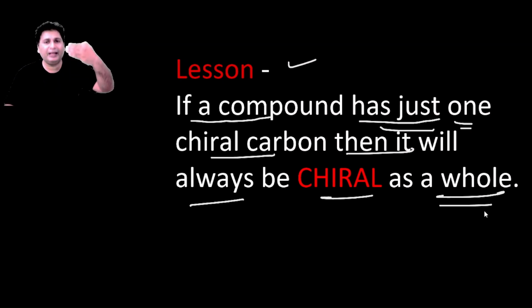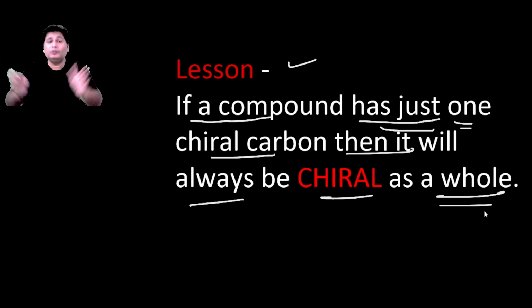Then I will take up the cases. For example, the previous case I took, case number B, did not have any chiral carbon, so you understand it was superimposable on its mirror image and was achiral. It is subject to more discussion that I will take up in my future videos.